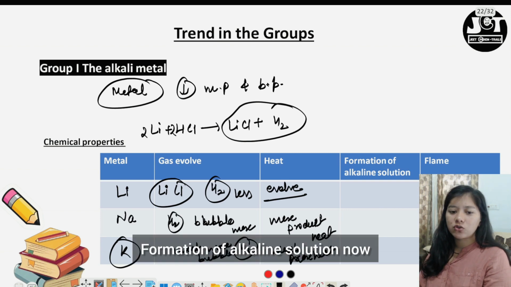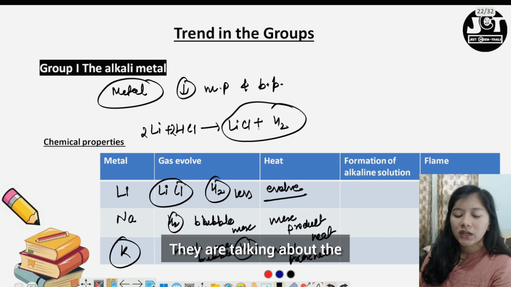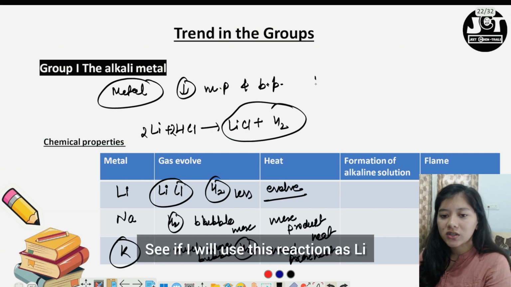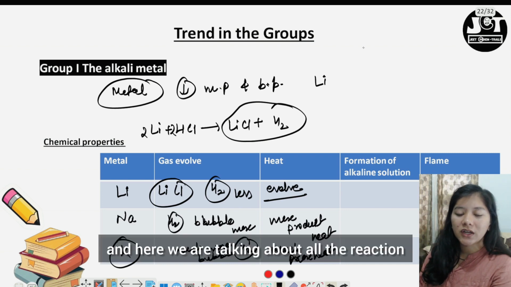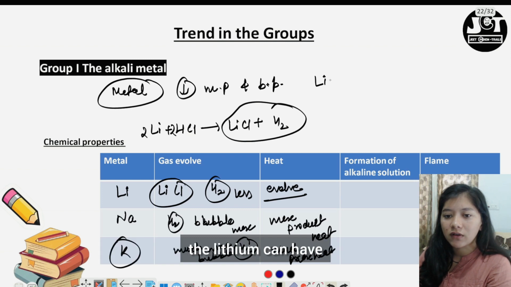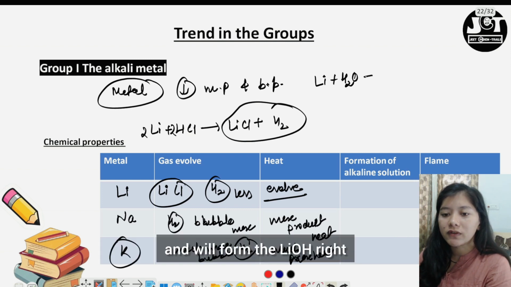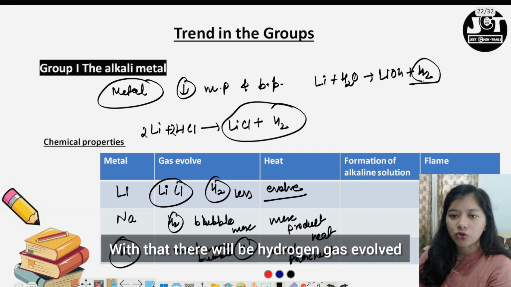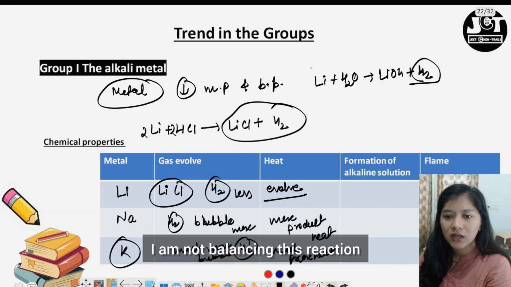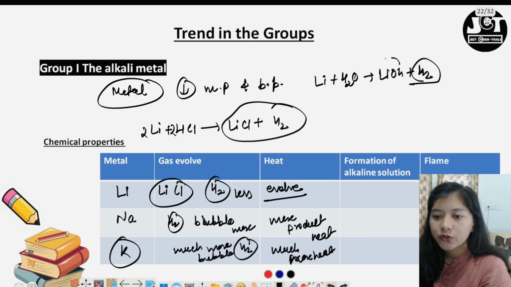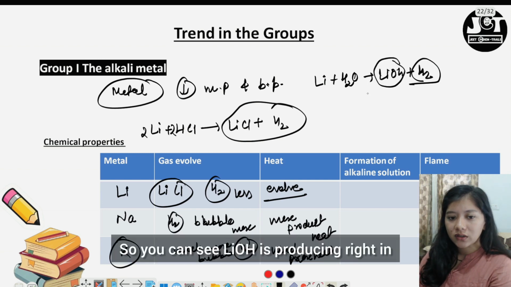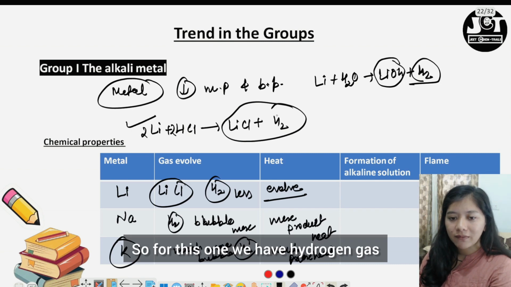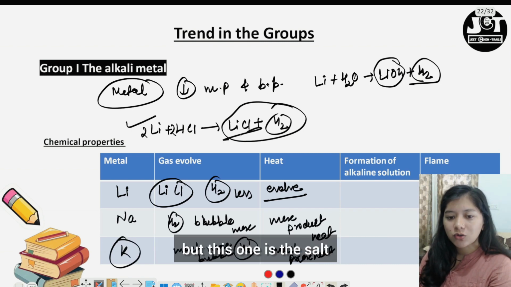Formation of alkaline solution. Now what are they talking about? They're talking about what happens after the reaction. See, if I use this reaction, that's Li, here we are talking about all the reactions lithium can have. So lithium reacts with H2O and will form LiOH, right? With that, there will be hydrogen gas evolved. I'm not balancing this reaction, but that's how the product looks. So you can see LiOH is produced in this chemical property. For this one we have hydrogen gas, but this one is the salt.